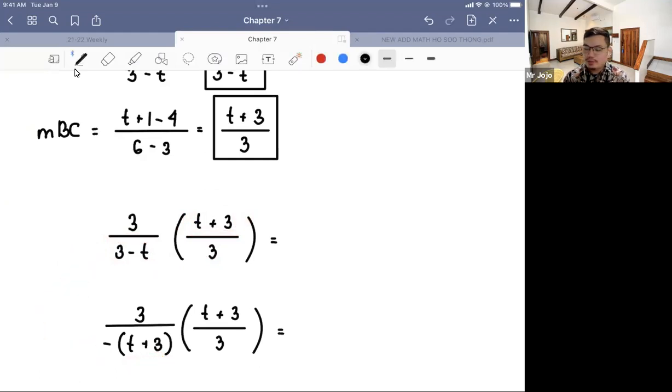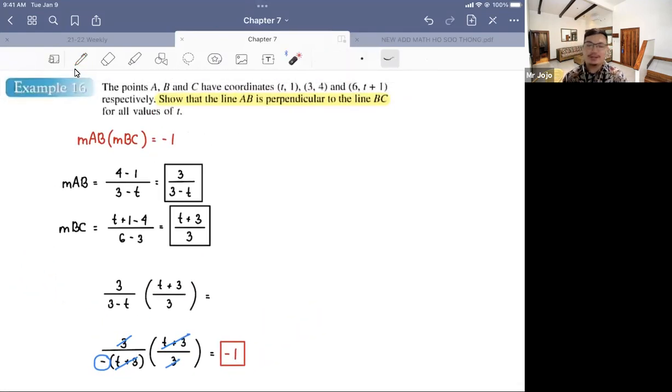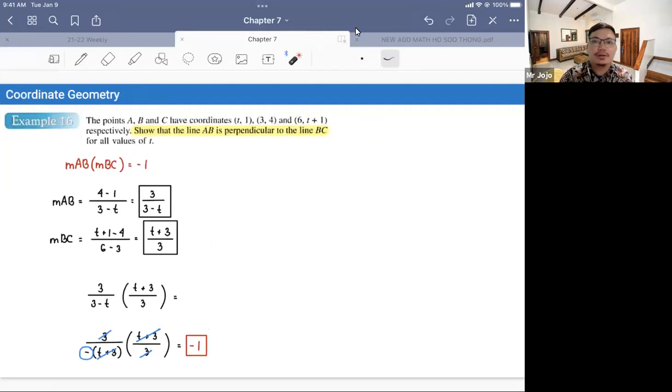So when you multiply these, you can cancel a lot of things, except for this one. Therefore, your answer here is negative 1. Again, if your answer is negative 1, that means the two lines are perpendicular to each other. So from there, we have proven that line AB is perpendicular to line BC. Any question, class, for this example? All right, none? Okay.